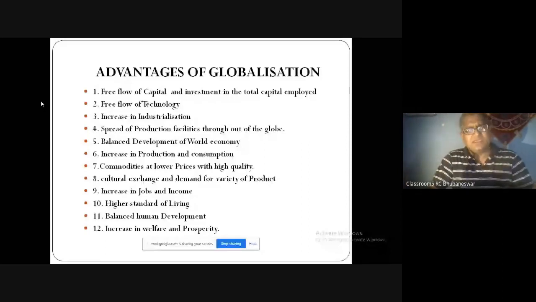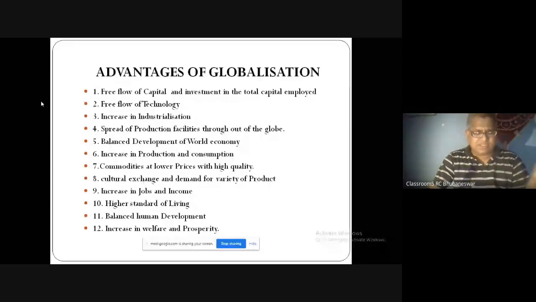You see that on different types of platforms, commodity prices are lower with high quality, and there are cultural exchanges and a variety of products. A variety of products are available in the market only with the success of globalization, and also an increase of jobs. Jobs mean employment opportunities are created, income can be generated, the standard of living increases, and there is balanced economic development and human development. Welfare and prosperity of a particular state, area, and country can be achieved by globalization.